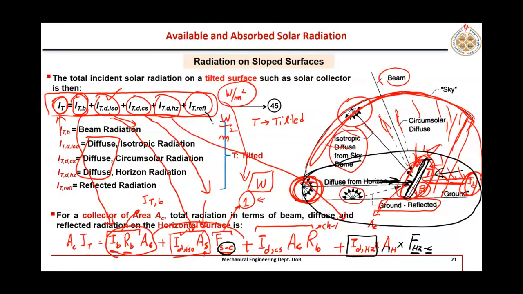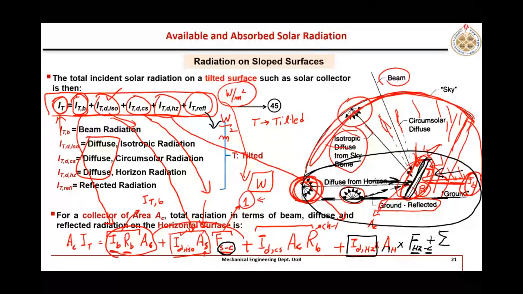Plus, now this is reflected radiation. Now this reflected radiation is coming from the surfaces surrounding that collector. Now in the surrounding of that collector, there could be many different types of surfaces. There could be buildings, there could be road, or anything which is present in the surrounding of that collector that will be reflecting that radiation. All right. So here we have to sum all those reflections coming from all those different surfaces which are present in the surrounding of that collector.